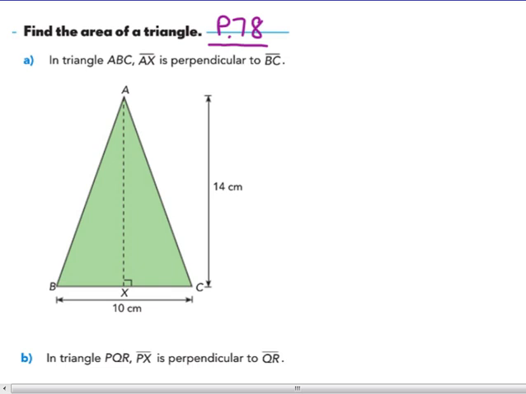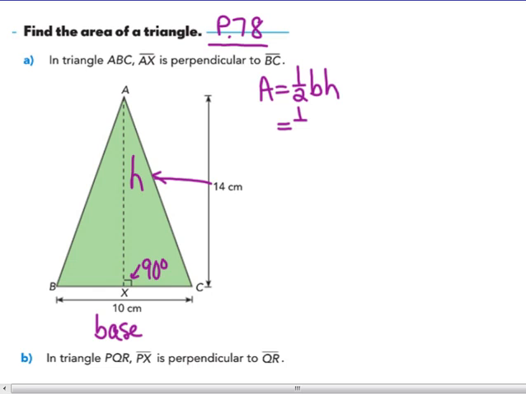So again, our height is the perpendicular distance. So here's the box. There's my 90 degrees. So I know this is the height of my triangle, which is measured outside here, 14 centimeters. And my base down here is 10 centimeters. So how do I find its area? I use the formula. Area equals 1/2 base times height. And now I plug in the numbers that I know. I know the base is 10 and my height is 14. So what is 1/2 times 10 times 14?